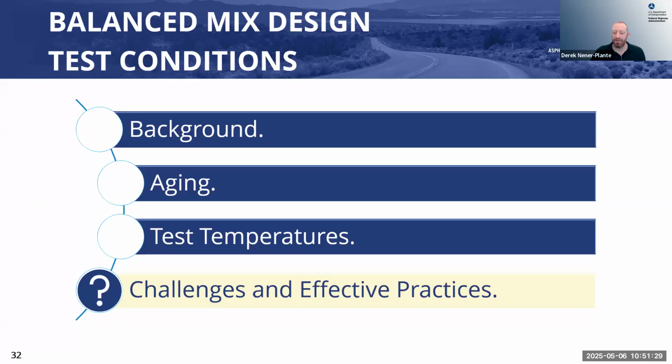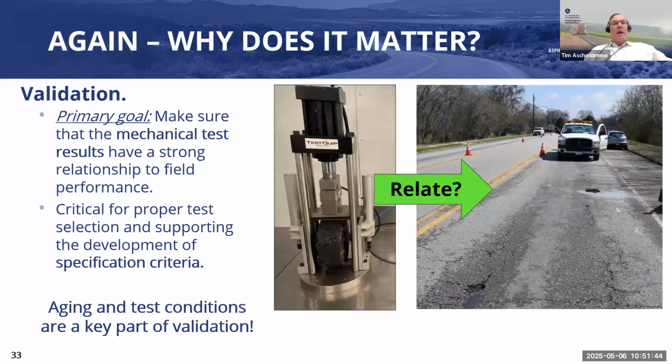All right, well, thank you, Derek. I'm going to do some summarization here of the challenges and highlight some effective practices of dealing with these testing conditions, particularly aging and test temperature. And a lot of it goes to validation. As Derek mentioned, we need to select the aging protocols and test temperature based on validation. There's a couple things going on with validation. The primary goal is to make sure the mechanical tests relate to the field performance.